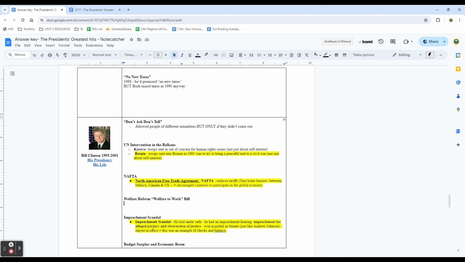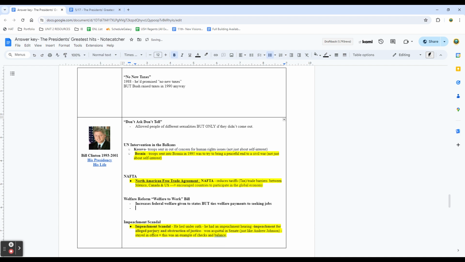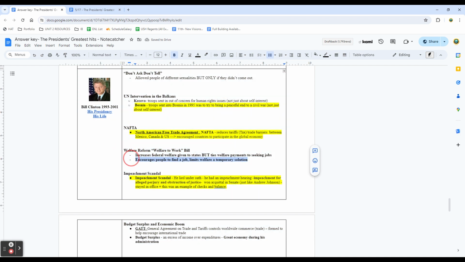And Clinton also then signs in 1996 an overhaul of the welfare system. This welfare reform bill, often called the Welfare to Work bill, increases federal welfare money given to states, but ties welfare payments to seeking jobs. It really encourages people to find a job and limits welfare to a temporary solution. So, much of this is still in the welfare programs today.